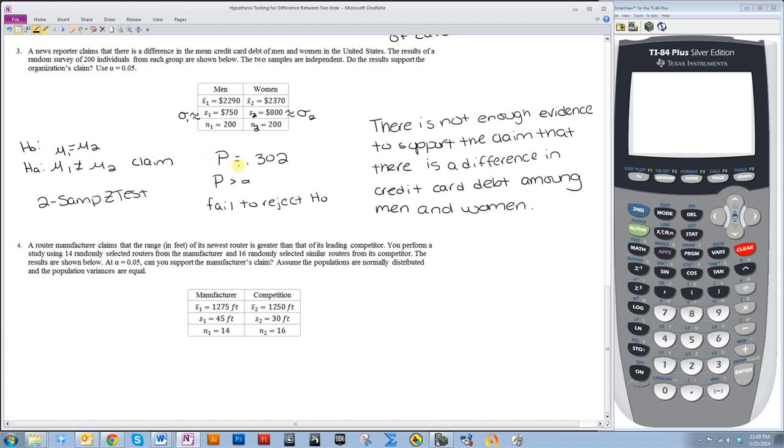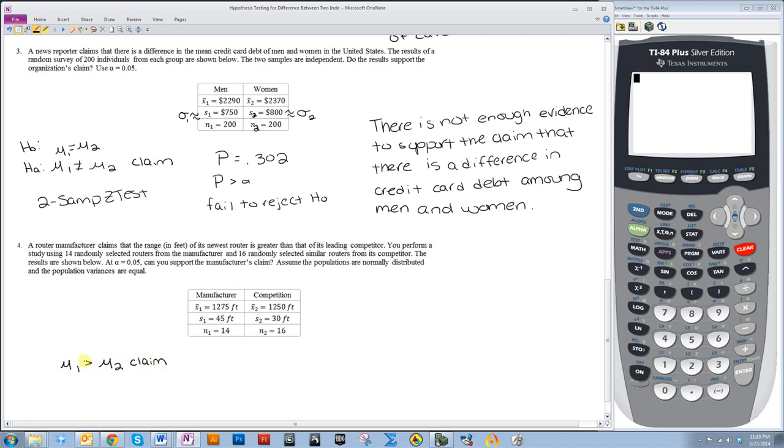A router manufacturer claims that the range in feet of its newest router is greater than that of its leading competitor. You perform a study using 14 randomly selected routers from the manufacturer and 16 randomly selected similar routers from its competitor. At alpha equals 0.05, can you support the manufacturer's claim? Assume the populations are normally distributed and the population variances are equal.